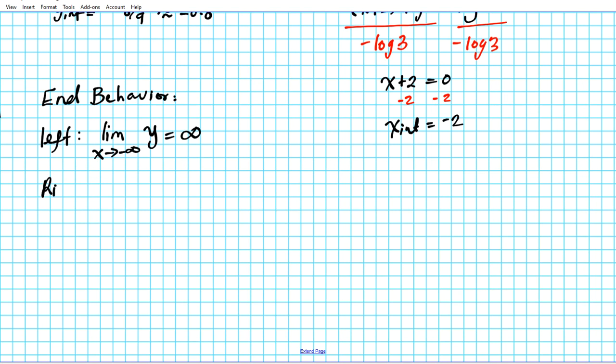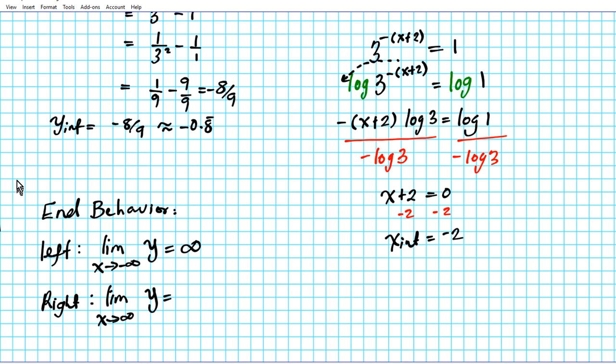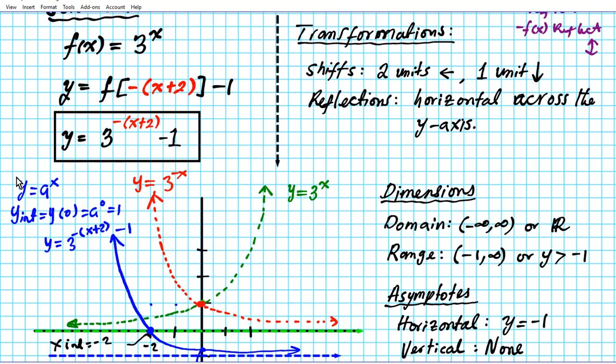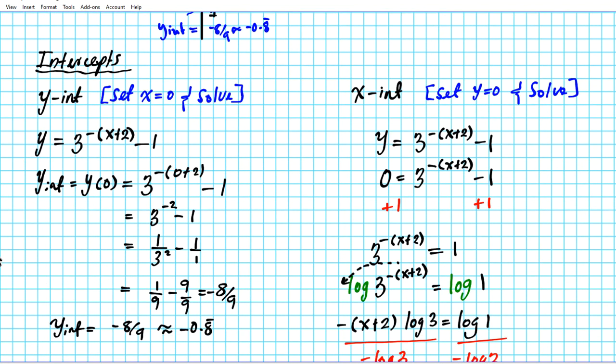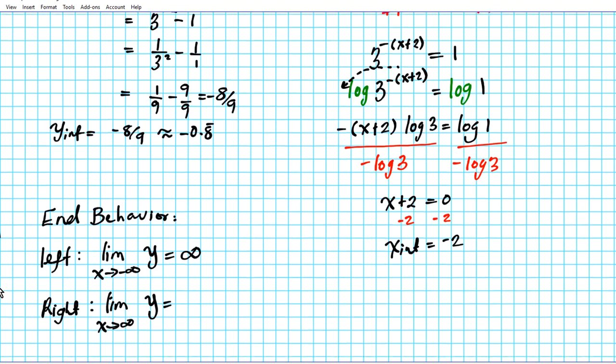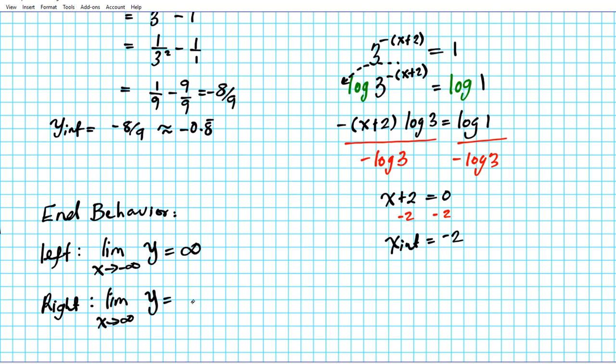How about the right end behavior? That's the limit as x approaches infinity of y. If you look at the graph, what you notice is that the graph is flatlining towards a particular y value, namely negative 1. So our right end behavior is negative 1. Alright, so that's that.